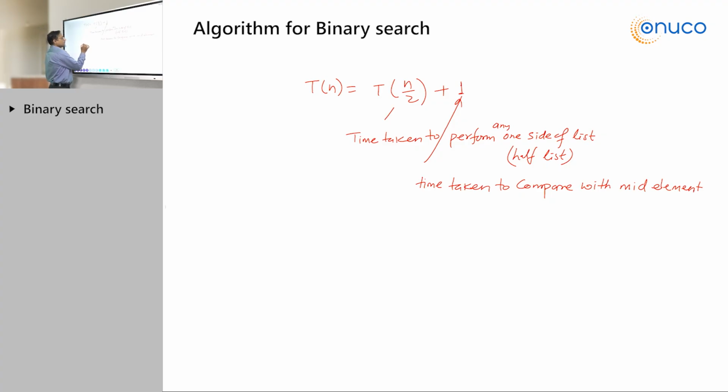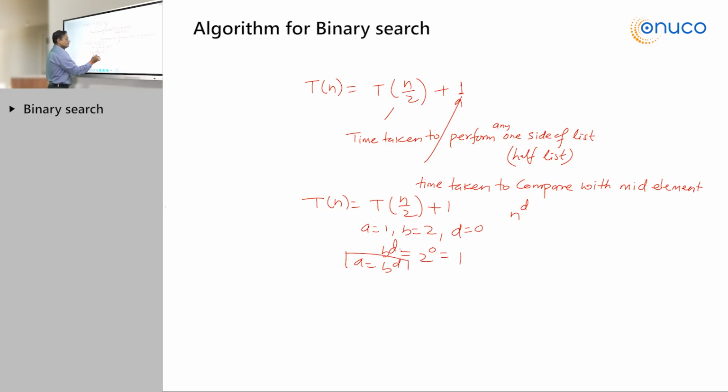In that case, can we find out the time complexity? Yes. T of n is equal to T of n by 2 plus 1. What is A? A is 1. What is B? B is 2. And what is D? 1 can be written as n to the power D. So D is 0, right? Hence n to the power 0 is 1. So B power D, B power 0 is 1. So 1 and 1 both are equal, right? So this is the case of A equal to B power D.